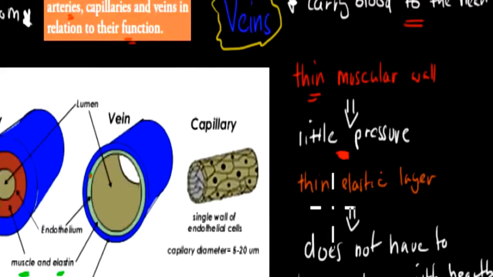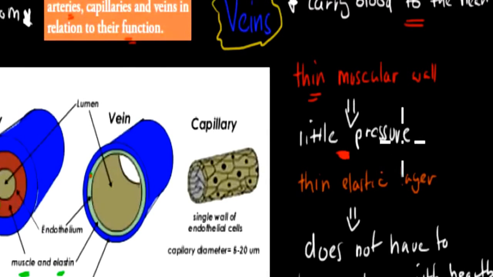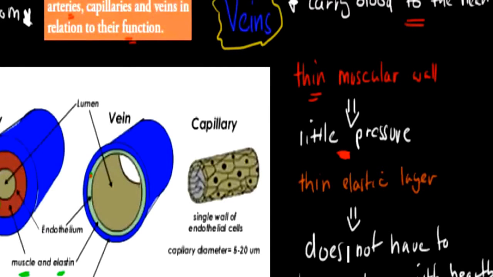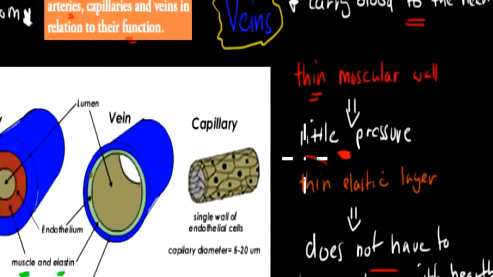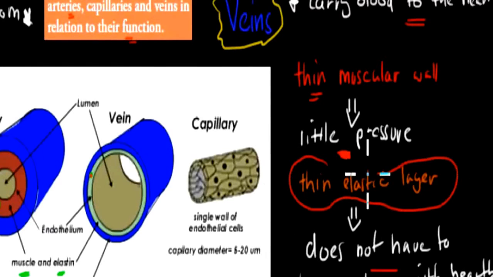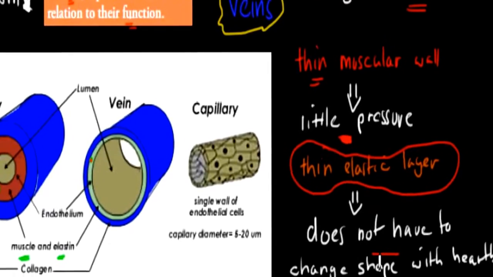They also have a very thin elastic layer, or elastin layer. And the reason is the same reason why they have a thin muscular wall, because they don't have to change shape a lot. They don't deal with heartbeats as much as arteries do. So they don't have to be able to change from big to small. They can just stay the same size the whole time. So they don't need to have a big elastin layer because they can just stay that same shape.